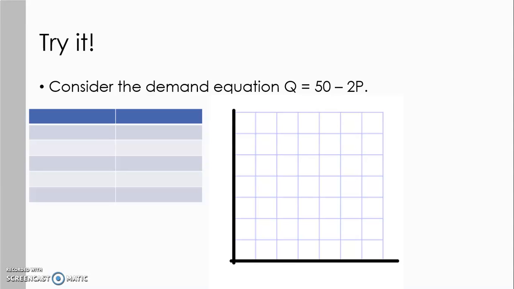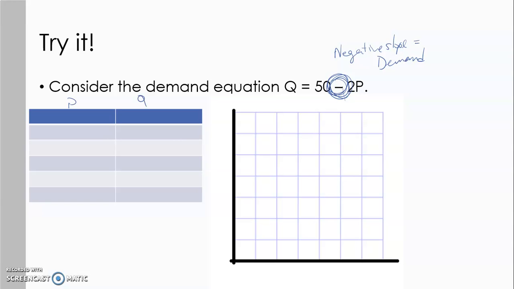Did you try it? All right. So first of all, we know this is a demand equation, not a supply equation, because there is a negative slope. So a negative slope means that we're looking at a demand function. Okay, so let's take our price here. We got our quantity here.